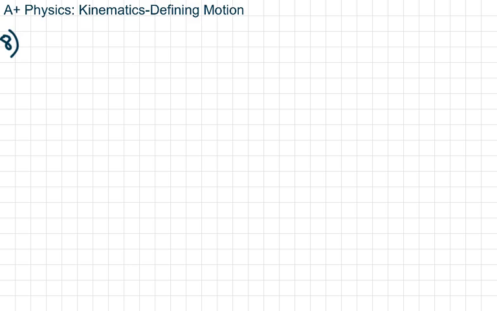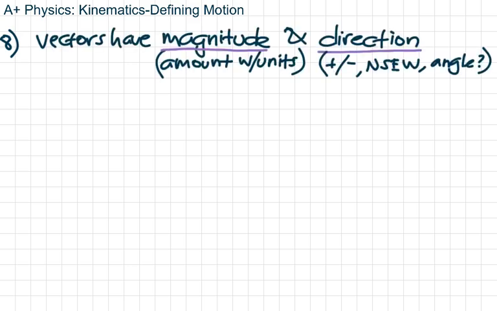And magnitude means amount. Don't forget that. And don't forget that you need units in your magnitude, and direction can be as simple as positive or negative, up, down, left, right, or north, south, east, or west, or even an angle from 0 to 360, like we saw before with that 30 degrees south of east. First page is done. Let's go to the next page.